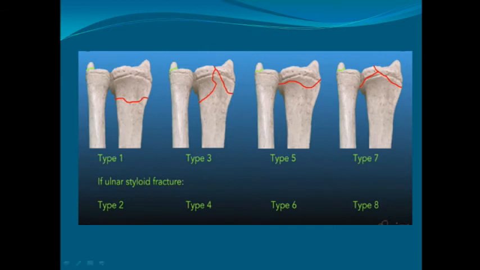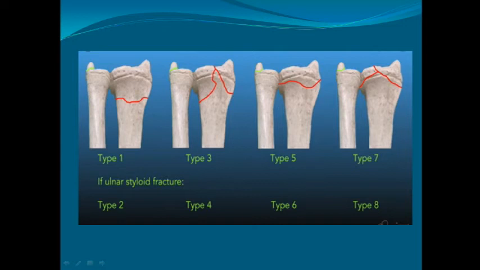So here you can see one more diagram. Type 1, this is fracture. Type 2, if this ulnar fracture occurs. Type 3, here it has gone to articular surface. Type 4, if there is also styloid fracture. Type 5, here you see it has come to radio-ulnar joint. And type 6 you will have ulnar fracture.